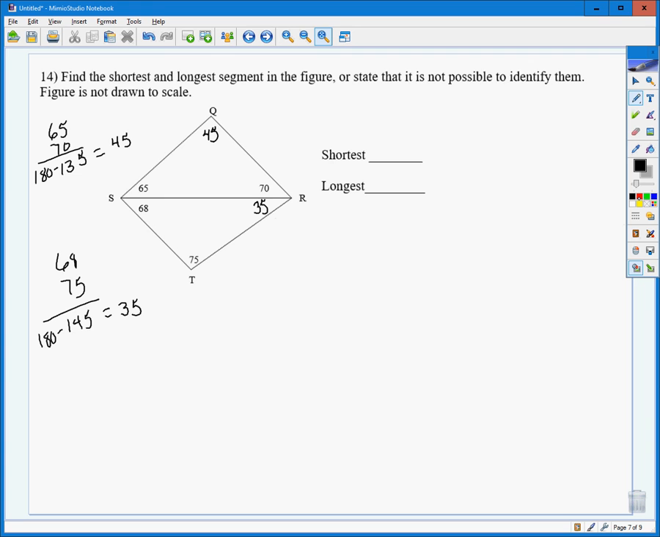I'm going to look at each individual triangle, and I'm going to go around then and label the sides small, medium, and large. In the top triangle, across from the 45 would be the smallest. The one that's across from the 65 would be in the middle. And the one across from the 70 would be the largest. When I go to the next triangle down, across from the 35 would be the smallest. Across from the 68 would be in the middle. And across from the 75 would be the largest.